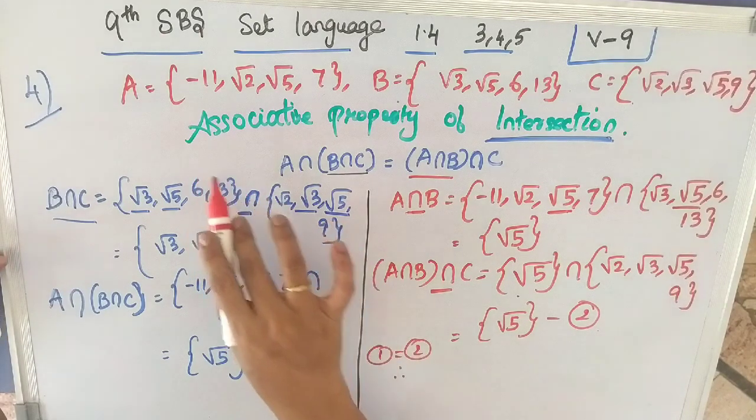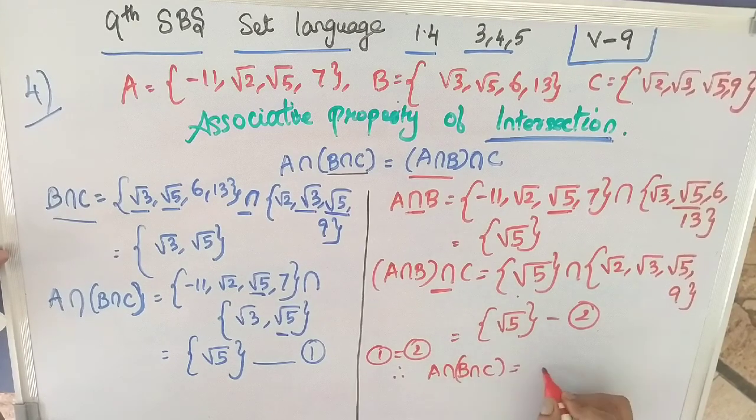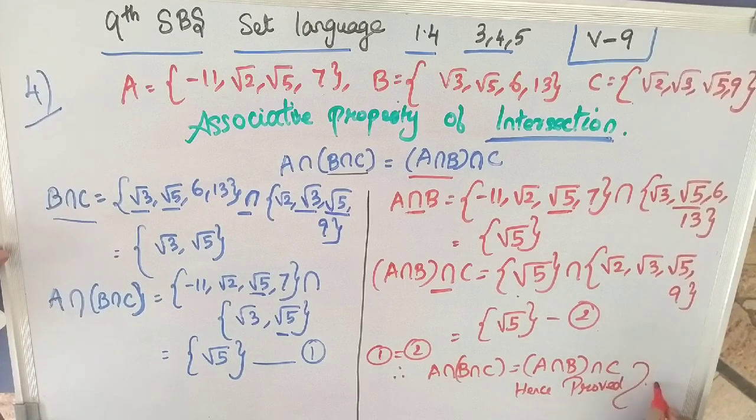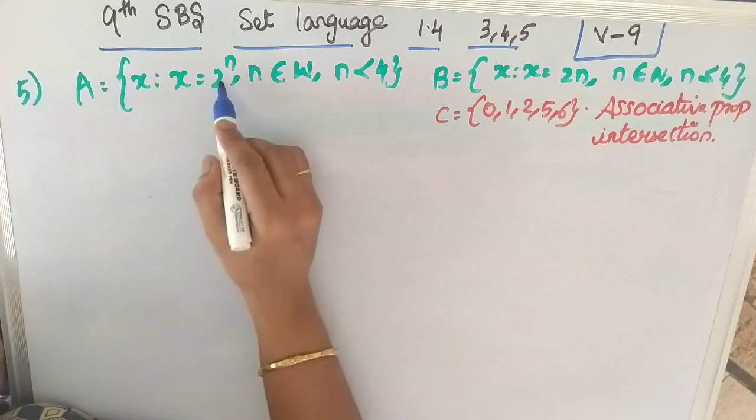When we compare 1 and 2, it's exactly equal. So A intersection B intersection C is equal to A intersection B intersection C. Clear? So the associative property of intersection is proved. Are you happy, children? Okay. Now let's go to the fifth question.